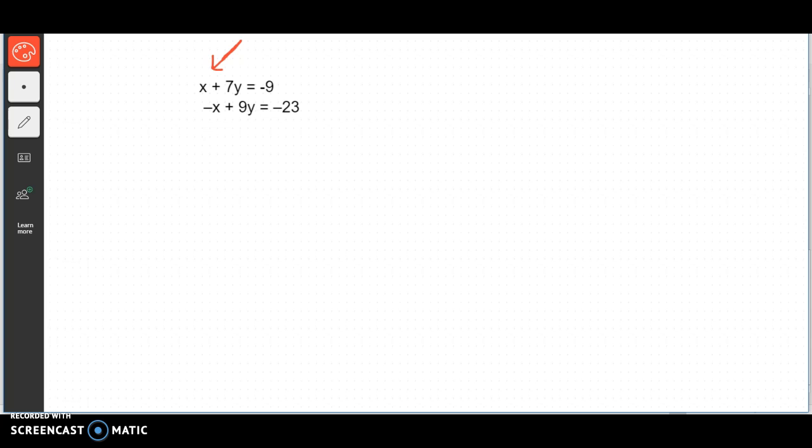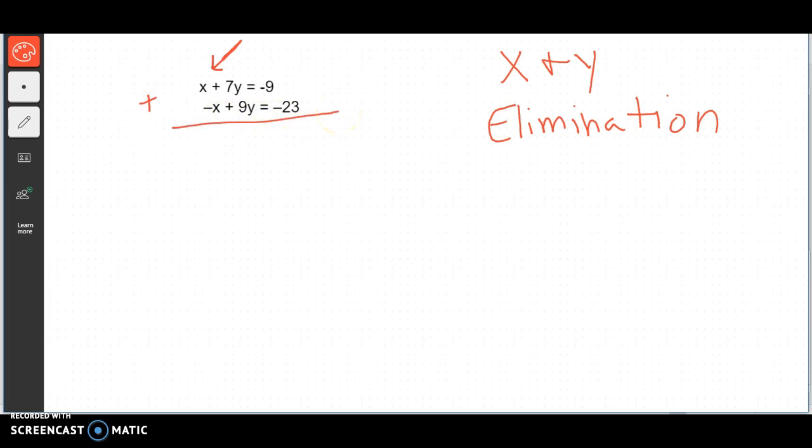So whenever we have the x and y on the same side, we're going to do this thing called elimination. And here's what you do for elimination. You can add both equations together and see what happens. So we are going to add the top equation and the bottom equation together.